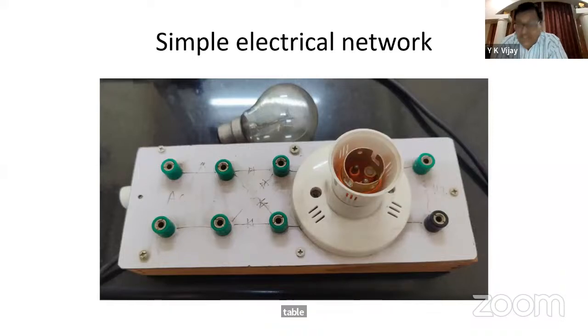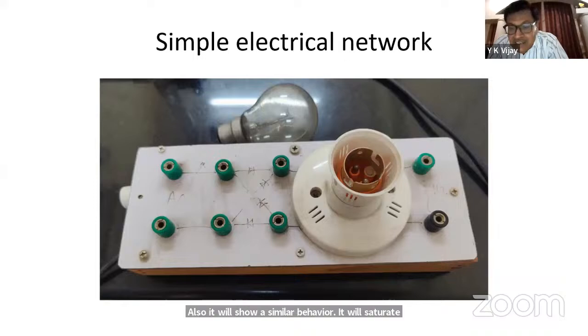So now this leads to another doubt. Instead of a 100 watt bulb, if it is a 60 watt bulb or a 40 watt bulb, it will also show similar behavior. It will saturate at a certain voltage. Will that again be 220? How do I know this?